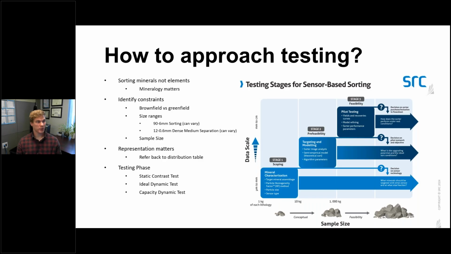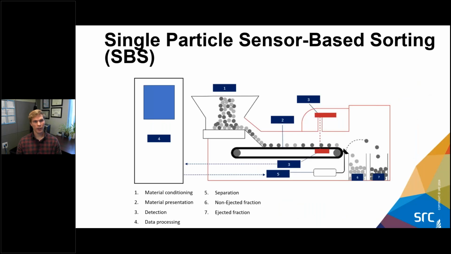And then the testing phases, which I went over already, but again, you have a static test to see where the contrast is, an ideal dynamic test, how can this really separate under ideal circumstances, and then a capacity test with how much throughput can you actually get and what are the compromises you're going to get in your efficiency. So we'll get into single particle sensor-based sorting first. We'll work through some examples of that.